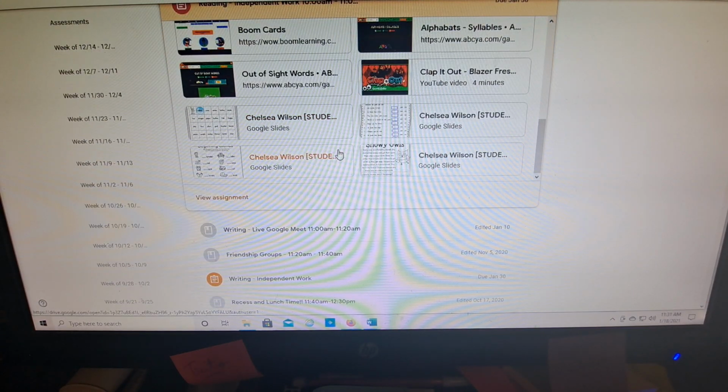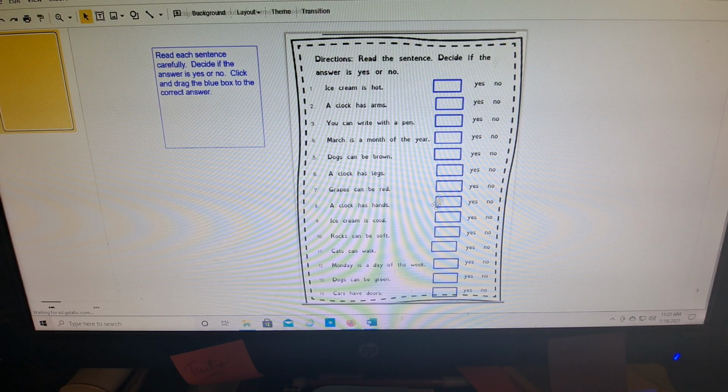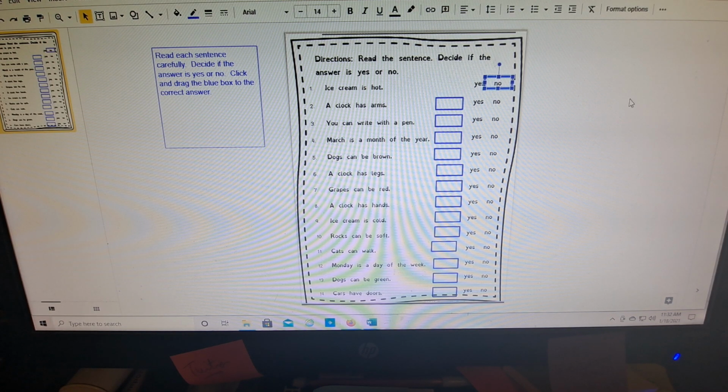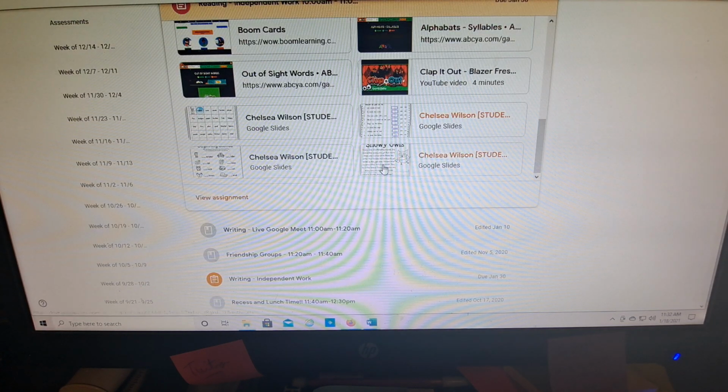This is just a quick comprehension check. They are just one sentence, and they're going to answer yes or no. If the kids can do this on their own, that would be good. It'll give me an idea if they're reading a simple sentence and understanding what it's asking. Like this one says, ice cream is hot. Yes or no? Is ice cream hot? Should be no. So then they're going to click and drag the box like this and bring it over like that. But again, it's just a quick comprehension check to see if they're understanding what they're reading. So we'll do that one again on Friday.